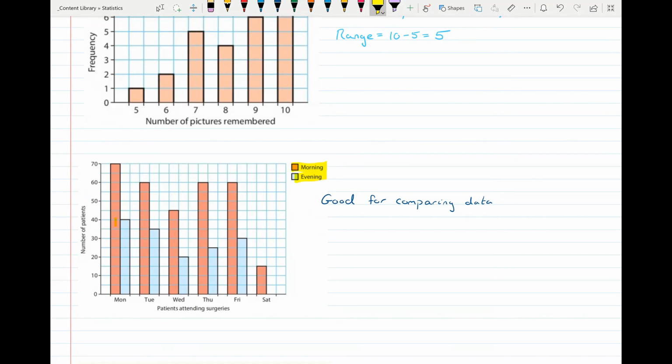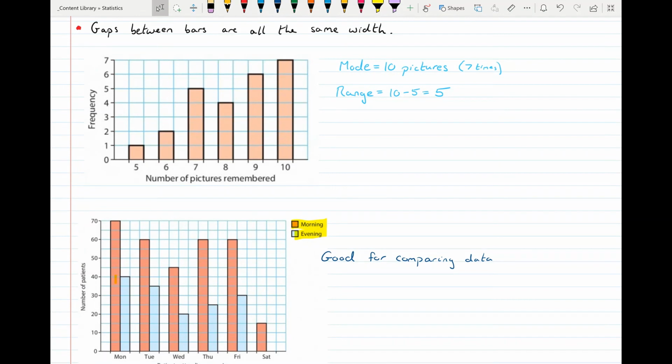The range, again, I'll just mention from above, will be your highest value, take away your lowest value. So the 10 pictures remembered is our highest value and 5 pictures remembered is our lowest value. So the range will be 5. And the mode would be whatever number of pictures was remembered the most. So that would be 10 pictures because that was remembered 7 times at a frequency of 7.